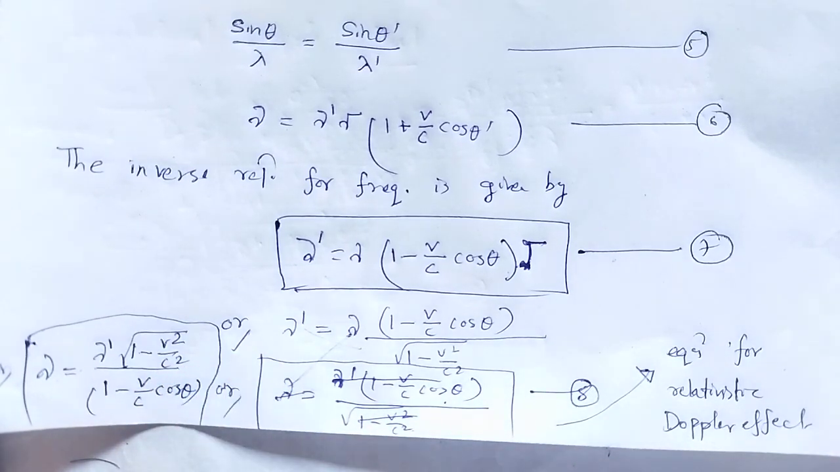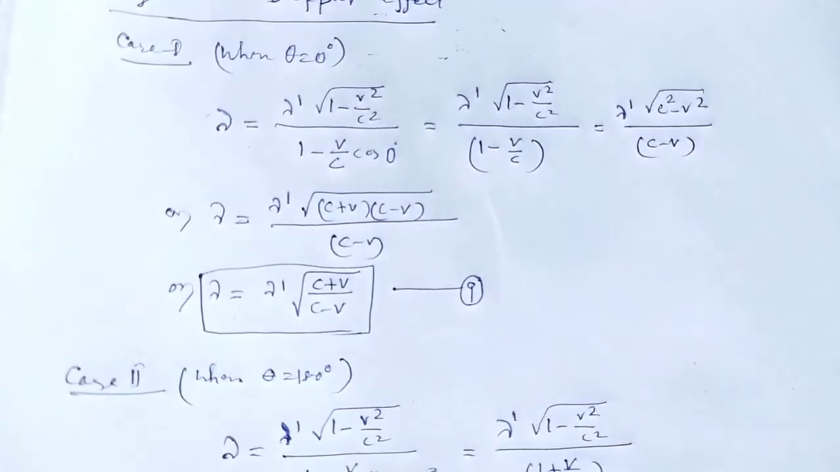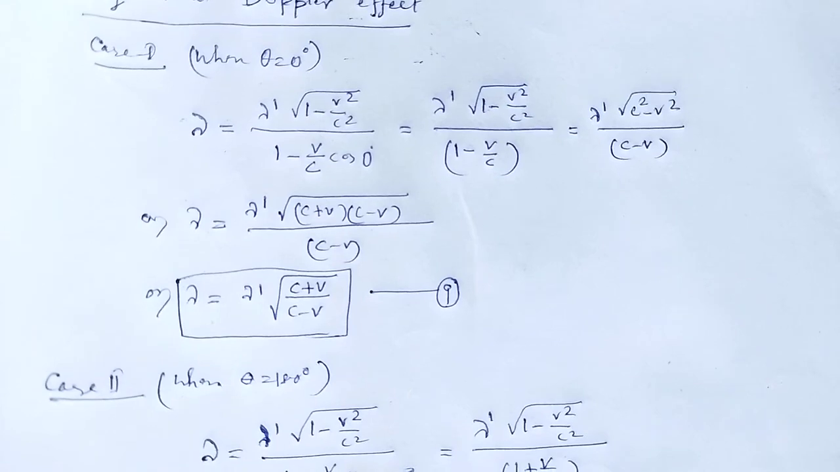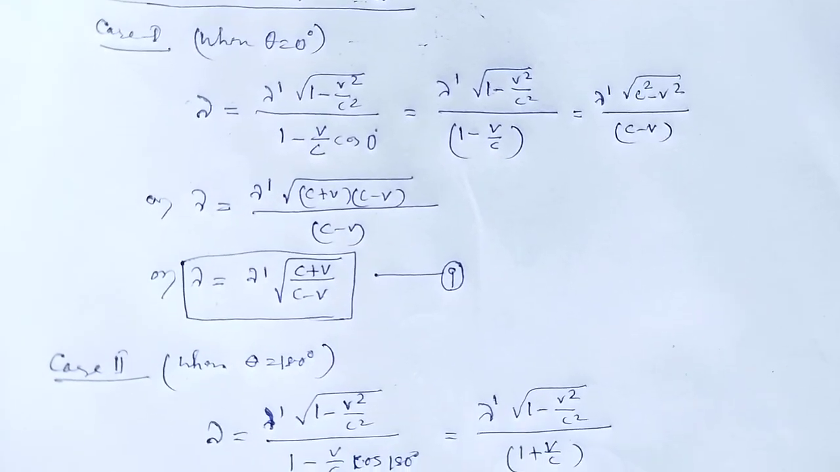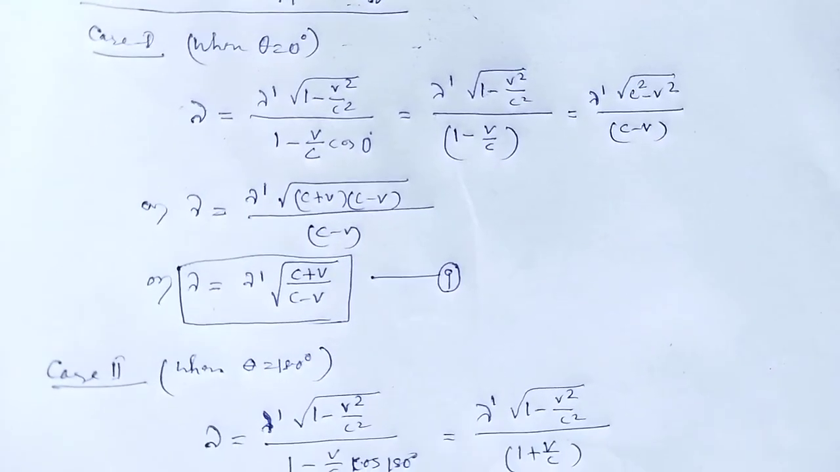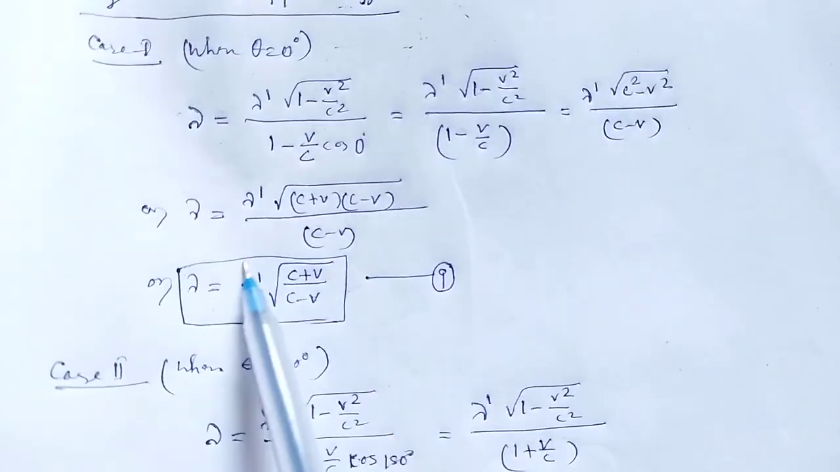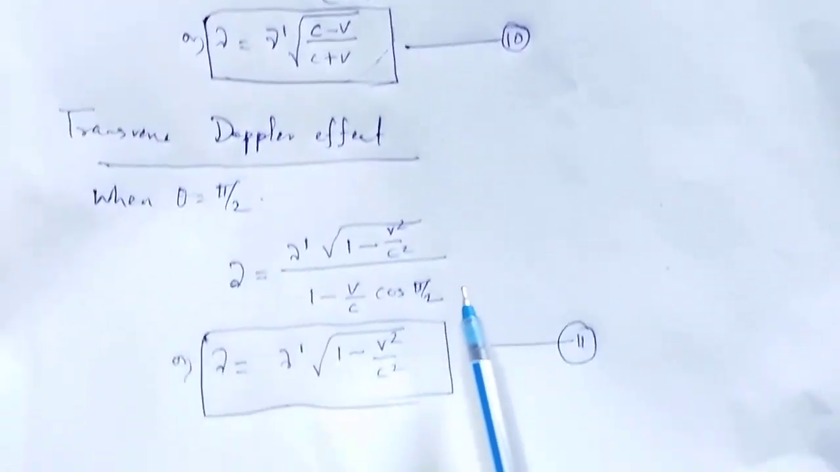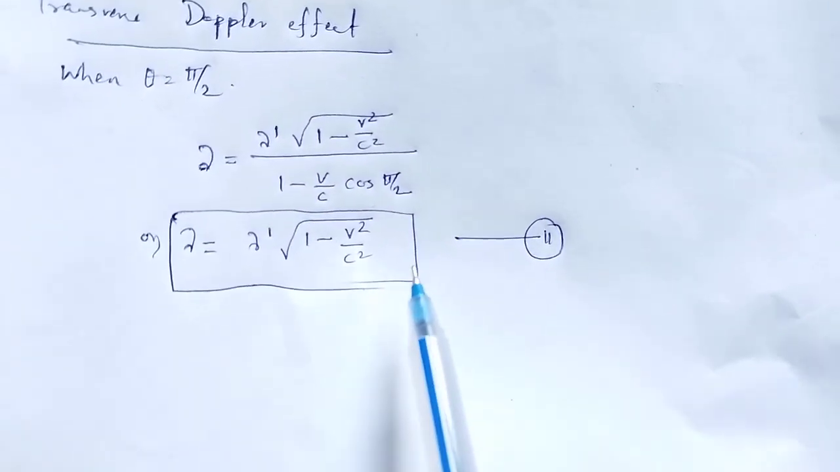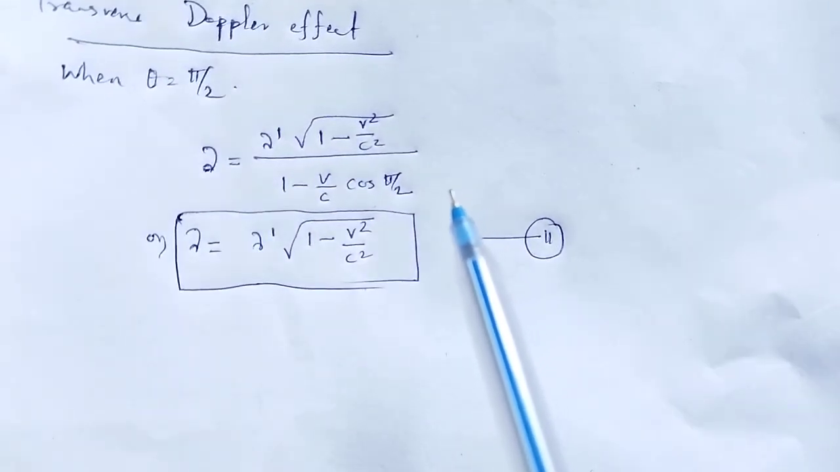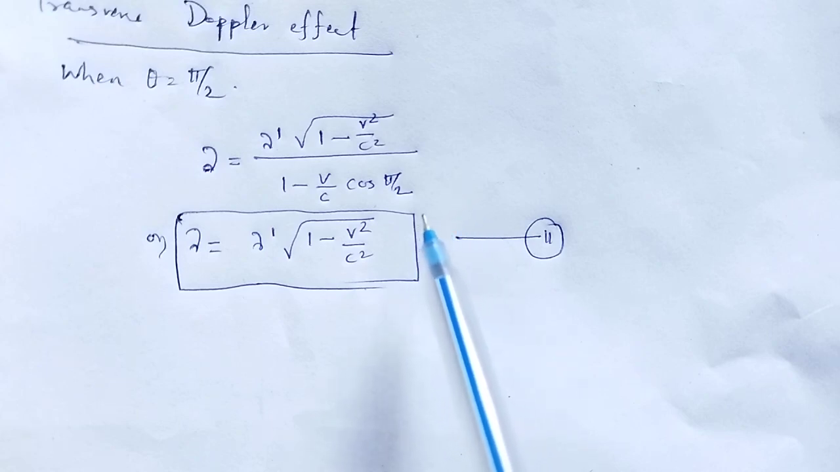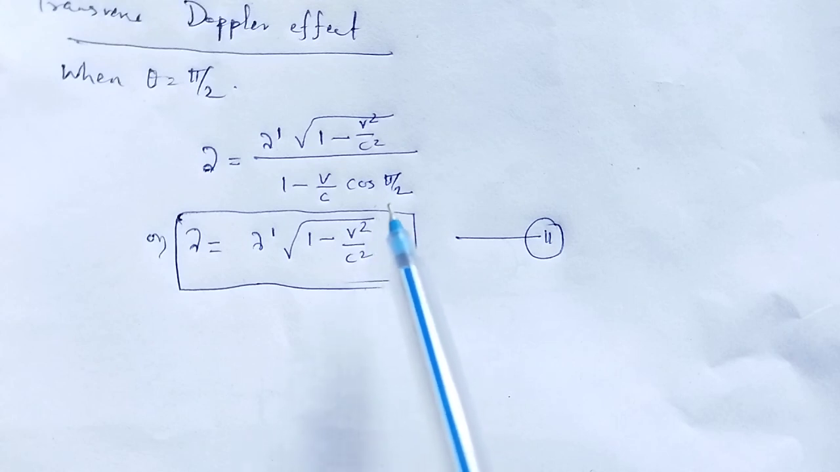Since Doppler effect has two conditions, one is longitudinal Doppler effect and another one is transverse Doppler effect. Longitudinal Doppler effect has two cases, theta is equal to 0 degree and theta is equal to 180 degree. Here the frequency. In transverse Doppler effect, that is the frequency. This one is purely relativistic. That is, transverse Doppler effect is not observed in case of sound wave.